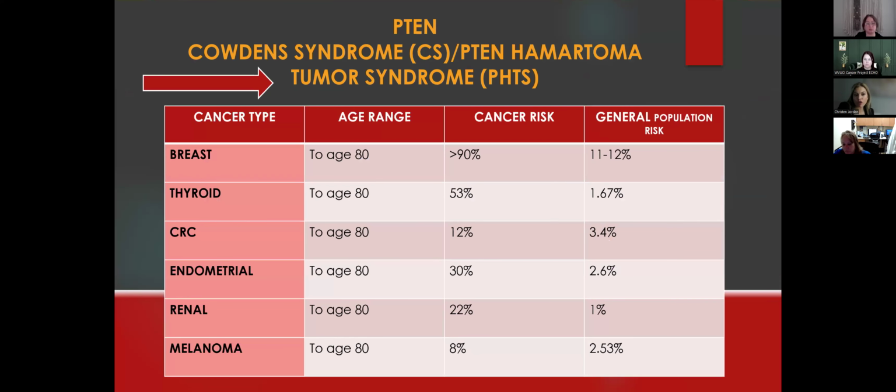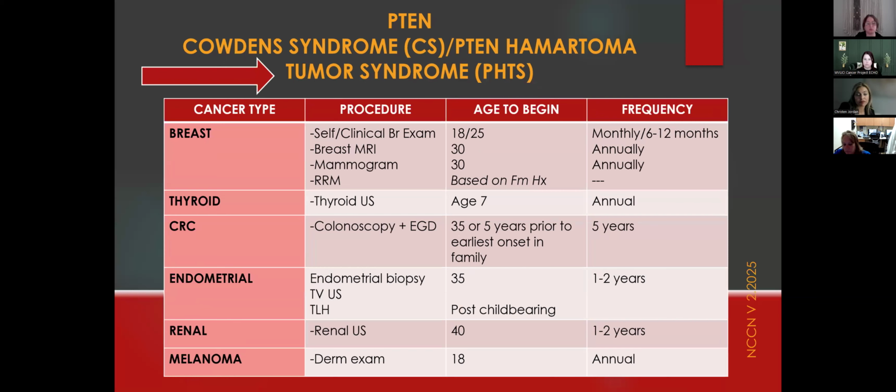So what should you know? The breast cancer risk is more than 90%, so very, very high. Remember, the average woman is 11, 12%. Thyroid cancer risk is very high, upwards of 53%. Colorectal cancer risk, about 12%. Endometrial, about 30%. Kidney cancer, about 22%. And melanoma is increased as well.